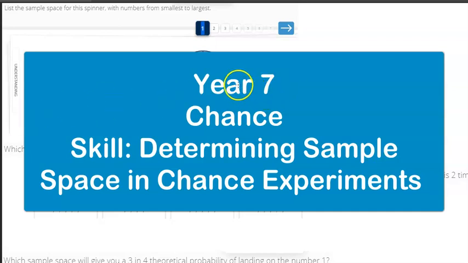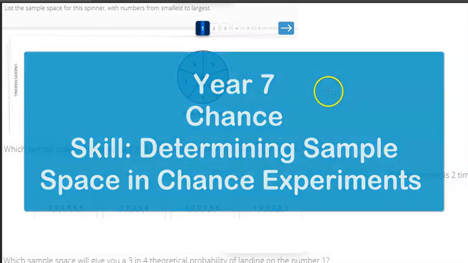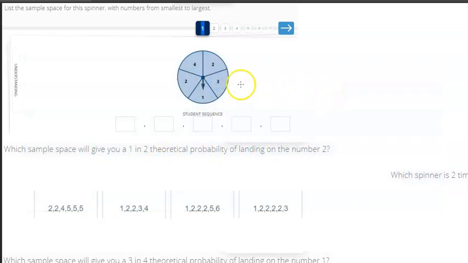This video is from the skill set Determining the Sample Space of Chance Experiments. This can be found within the Chance topic in the Year 7 Essential Assessment. What we have here is just a few examples that I've taken from the Essential Assessment program, and we're going to look at this one here. List the sample space for the spinner with numbers from smallest to largest.